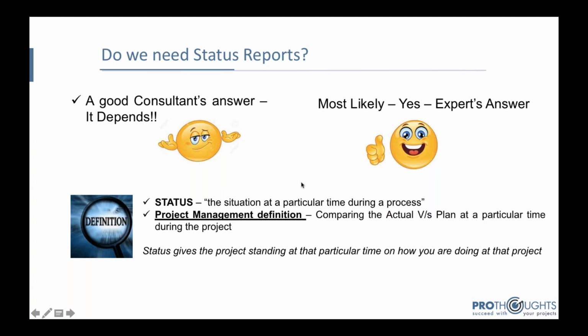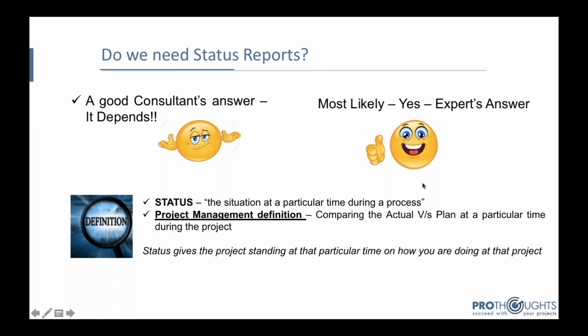Okay, I'm going to go a little more basic, although you know a lot of things. I'm trying to actually decode the word status. The dictionary meaning, Oxford, Webster, is the situation at a particular time during a process. If I take that in the project management context, and I know some of you have done the PMP, it's actually comparing the actual raw data, what is happening on the ground, with the plan you have on the project. That's what I will call a status report at that particular time.